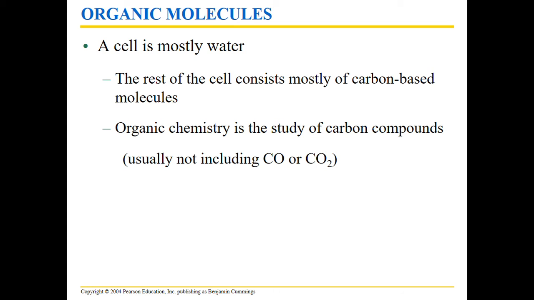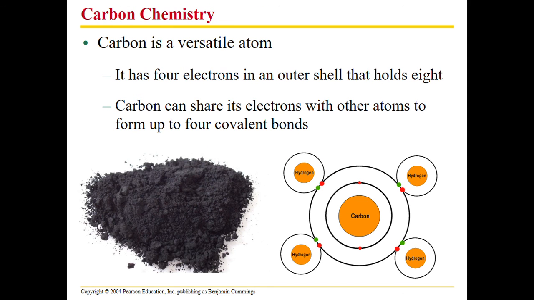A cell is mostly water. The rest of the cell consists mostly of carbon-based molecules. Generally, you're going to have a carbon backbone with carbons connected together and different molecules coming off of them, and this is organic chemistry. We call it organic because it's carbon-based, and everything with carbon would be organic chemistry except monoxide, CO, and dioxide, CO2. Those are abiotic, those aren't living factors.